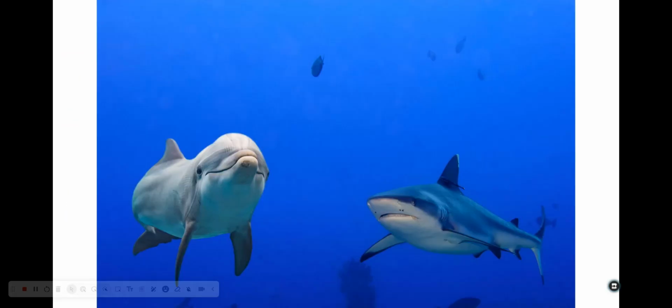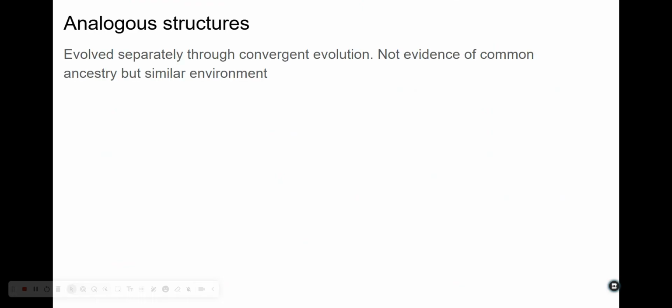All right, in this picture we have a shark and a dolphin. This is showing a different topic, which you should be able to identify. That's correct. It's analogous structures or convergent evolution. So they evolve separately through convergent evolution. So they're converging to look the same, not because of a common ancestor, but because they live in similar environments. So even though the shark and the dolphin kind of look alike, they are not related.